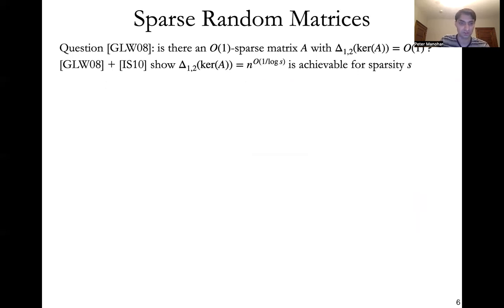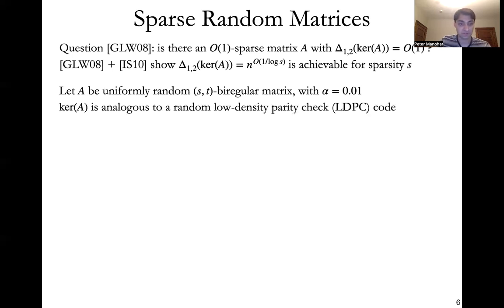Cool. So we're going to let A be a uniformly random S-T biregular matrix, where alpha is this constant. And we can observe that the kernel of A is a real analog of a random low density parity check code. An LDPC code is simply a code that's specified as the kernel of a sparse matrix. And that's essentially what we're doing here.